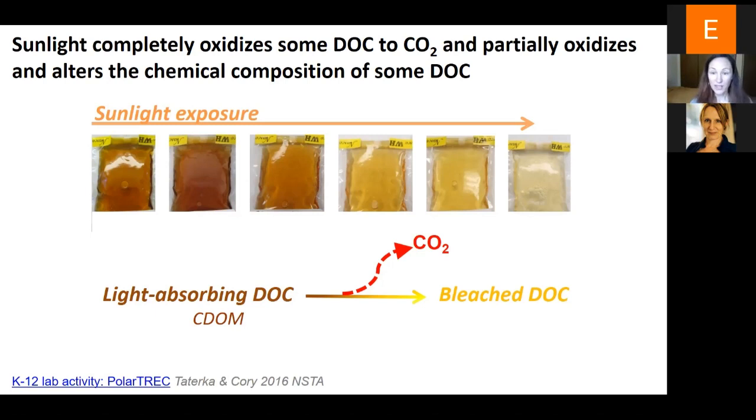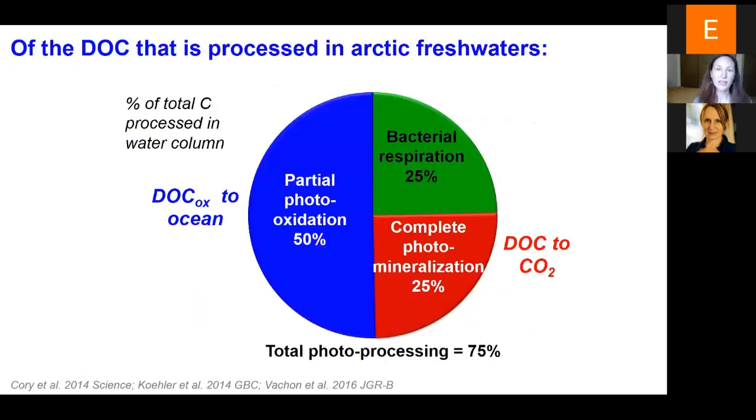If we look at this complete oxidation of DOC to CO2, which we call photomineralization, again because DOC is turned into carbon in inorganic form or mineral form of carbon, and then we also measure the partial photooxidation of DOC, so that's any DOC that's oxidized by sunlight but isn't oxidized all the way to carbon dioxide, when we look at both of those processes together, they account for the majority of DOC processing in the water column of streams and lakes in the Arctic, which is what is shown here in this pie diagram.